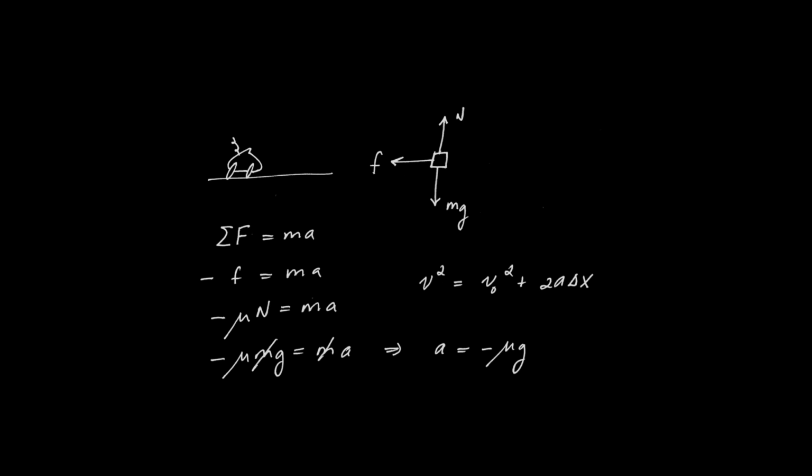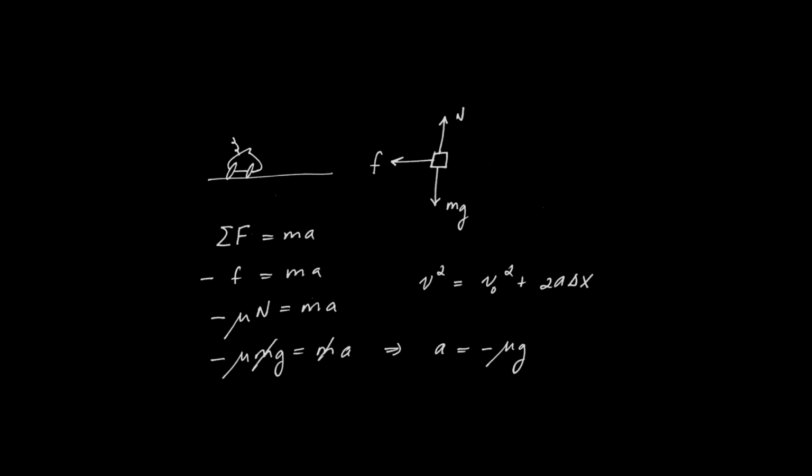I could write Newton's second law for the vertical direction, right? Because I want to apply Newton's second law to my two coordinate directions. I have two coordinate directions here, the vertical direction and the horizontal direction. But look at the free body diagram. It clearly shows that the normal force directed upward must be equal to the weight force directed downward.